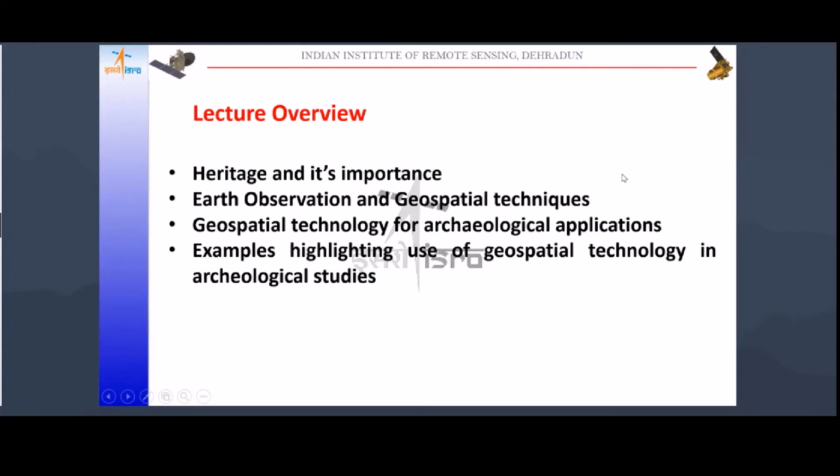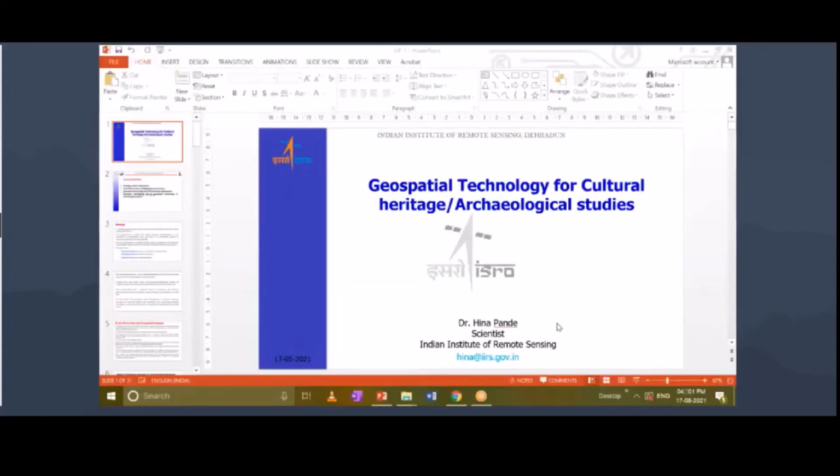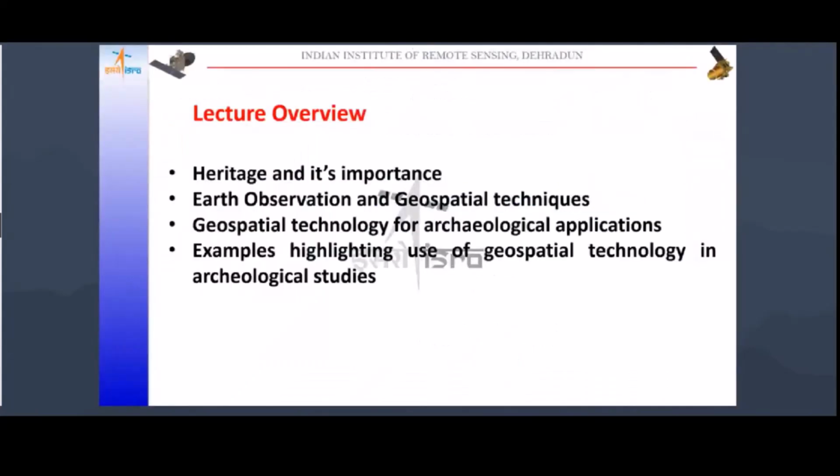In the current course that we have planned, we will only be taking you through methods and techniques for cultural heritage. The same technology can also be used for natural heritage. However, right now we are not highlighting any examples of natural heritage studies.